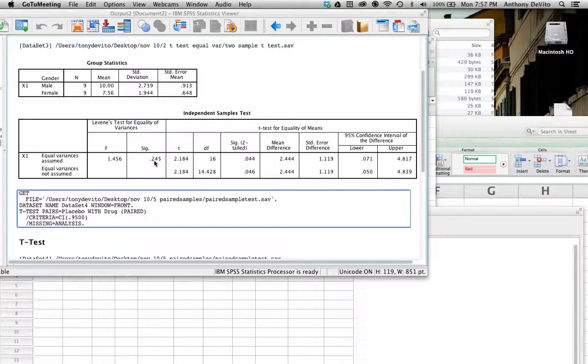So in this case, it's not less than 0.05. So we fail to reject the idea that they're equal, so we stay on the top line. Had this been less than 0.05, we would have rejected the idea that the variances are equal and accepted the alternative that they're not equal, and we would use the bottom line instead. So in this case, we'd stick with the top line. Does that help, Judith?